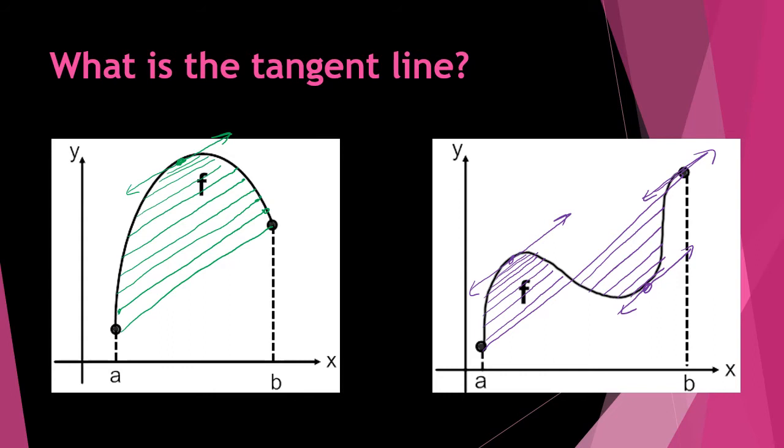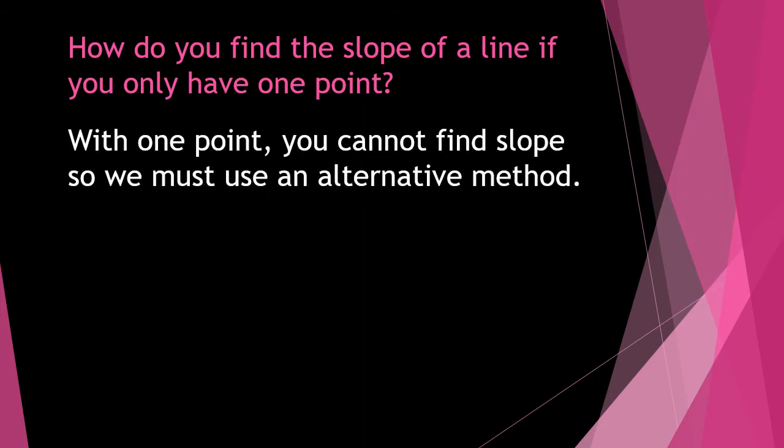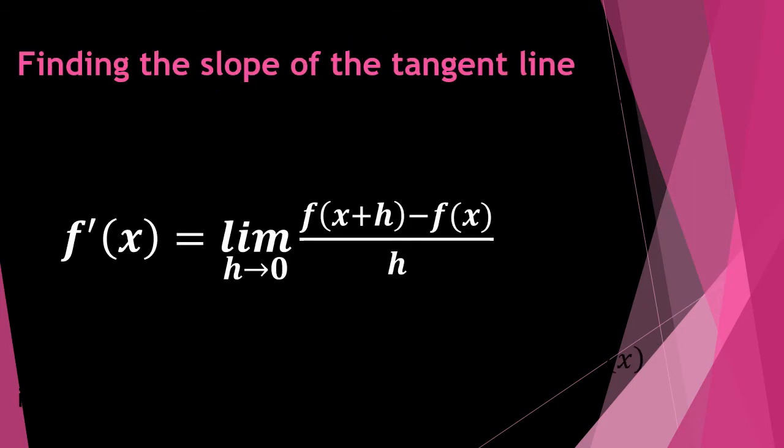When we think about the limit as h approaches 0, what's happening is these parallel secant lines are getting shorter and shorter until I run out of room and the distance is 0. All right, how do you find the slope of a line if you only have 1 point? Well, technically you don't, because we cannot find slope with 1 point. So we're going to use an alternative method.